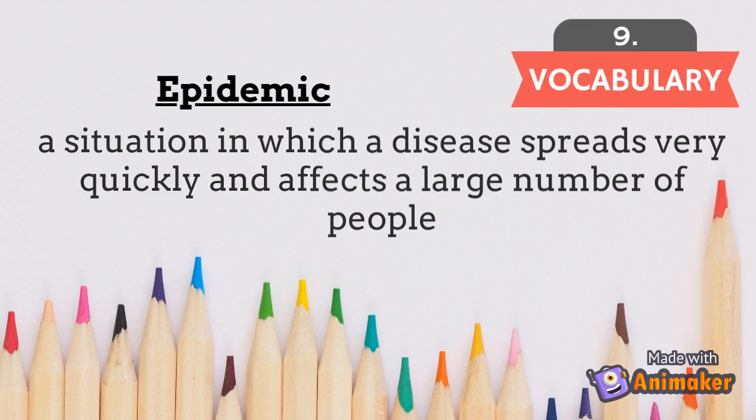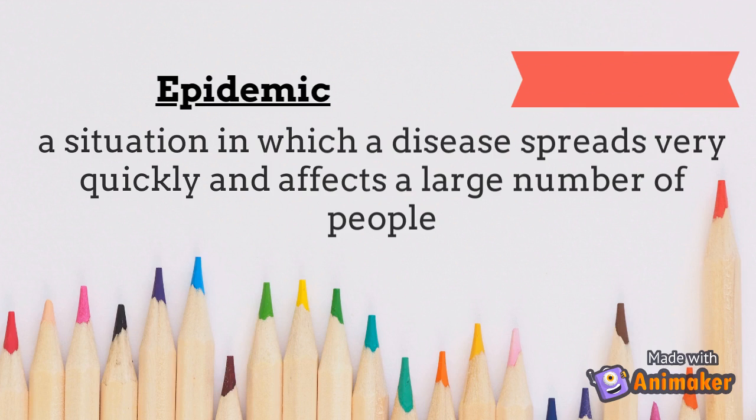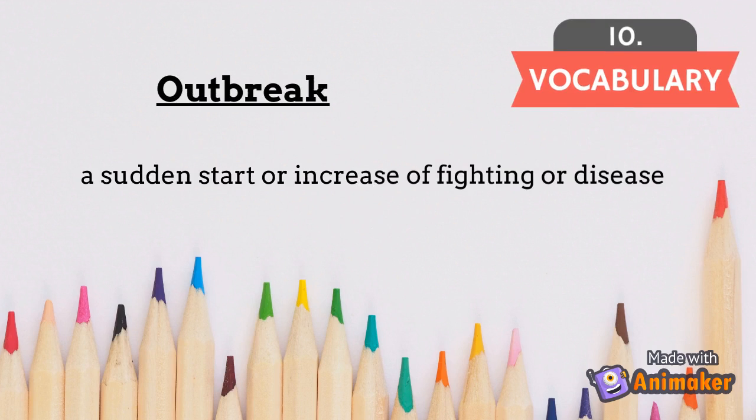The ninth vocabulary term, epidemic. A situation in which disease spreads very quickly and affects a large number of people. Epidemic. The 10th vocabulary term. Outbreak. A sudden start or increase of fighting or disease. Outbreak.